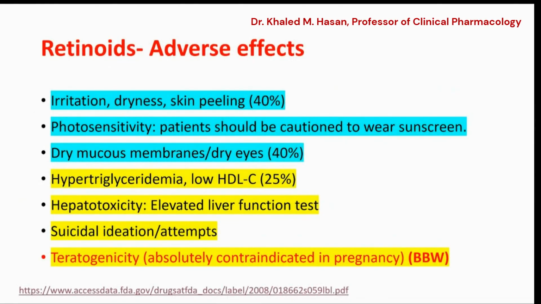Okay, important, very important slide about retinoid. When you prescribe retinoid, what we have here is that the patient may suffer from irritation, dryness, skin peeling. Okay, 40% of patients suffer from this side effect. Very popular. Photosensitivity, yes. When you prescribe this medication to your patient, you need to warn the patient to wear sunscreen because this medication causes photosensitivity. Give me another medication that may cause photosensitivity.